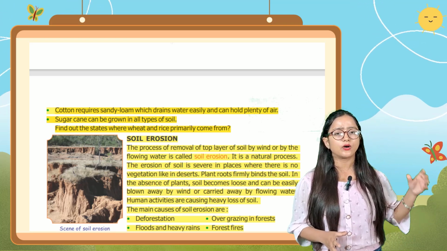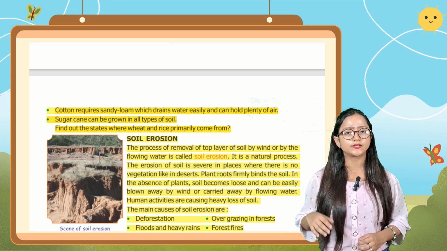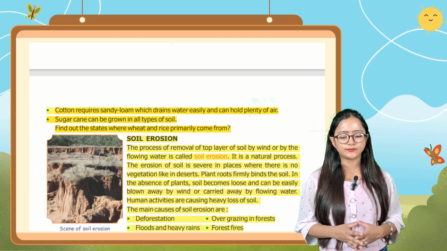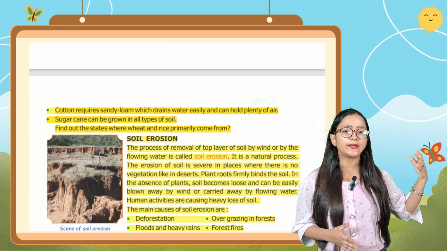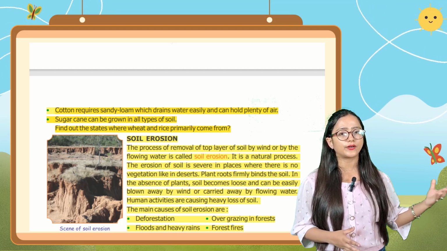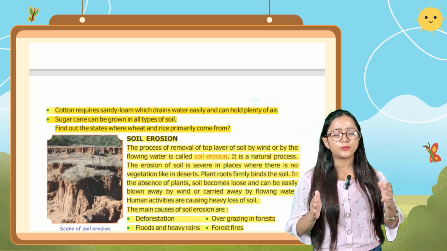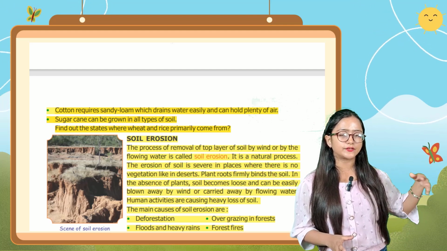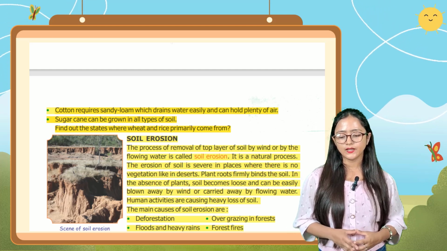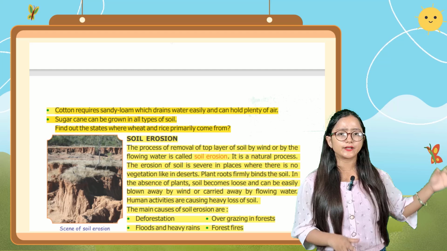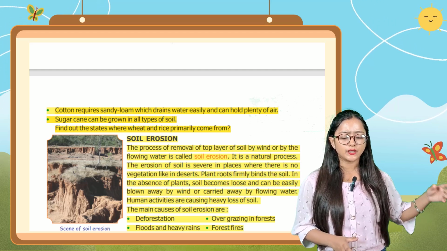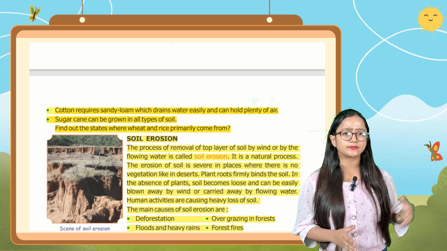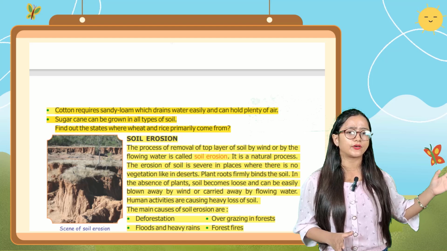The main causes of soil erosion are, so the first thing is deforestation, which is a human activity. Next, overgrazing in forest. Next one, flood and heavy rain. And next, forest fire. Next, poor farming methods, which is leaving the land uncultivated after plowing and tilling. So we must prevent cutting of trees and deforestation, and at the same time we must plant more trees and grass. Okay, we must do the process of afforestation.